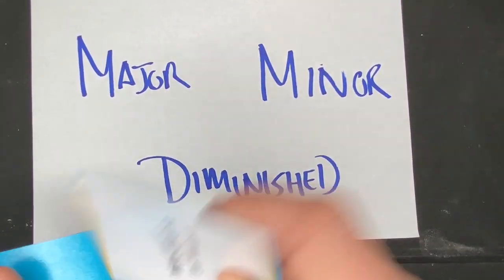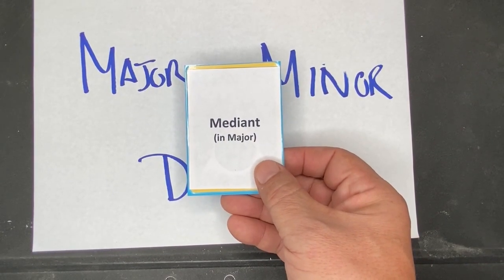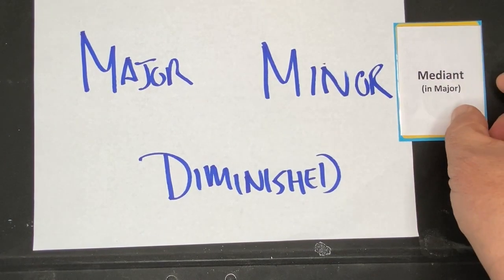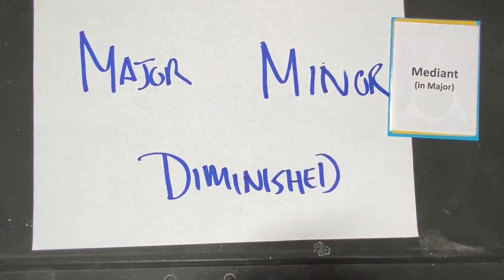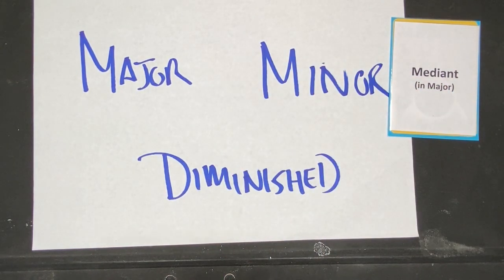So, turn over. Mediant. Mediant is a minor chord, and it means 3 chord. It's on scale degree 3. So in the key of C, that would be C, D, E. It'd be an E minor chord in the key of C.